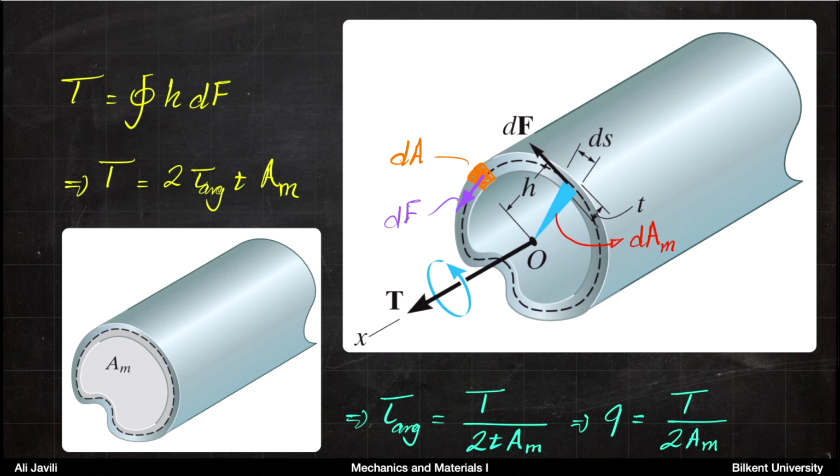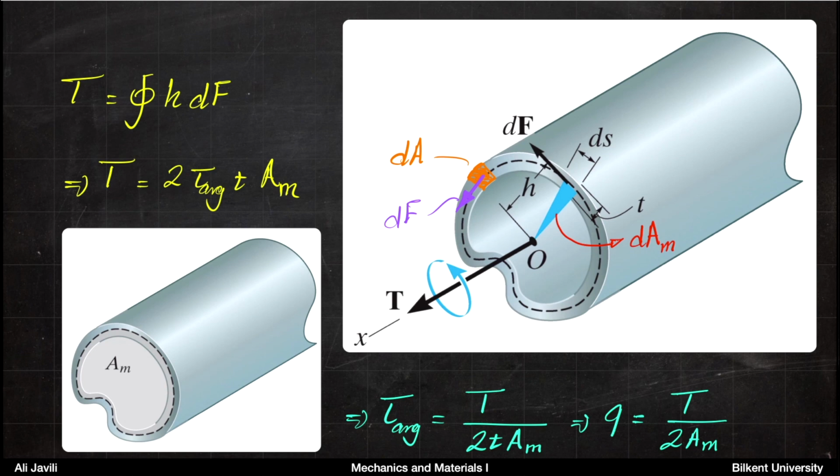As I just mentioned before, you can reorder the relation that we had, and you would get this one: tau is T divided by 2 t AM. And as I mentioned, maybe you want to compare that with tau equals TR over J. You can see that this denominator, 2 times t AM, is almost equivalent to J divided by R, which makes sense at least in terms of dimensions. This is meter to the power of 3, which is the same as J divided by R.